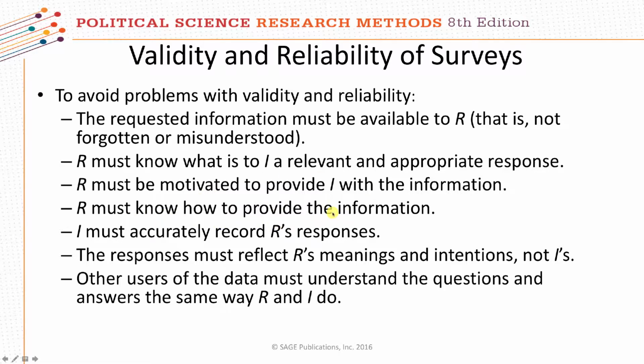Respondents must know how to provide the information. Again, this goes back to responses. The interviewer must accurately record the responses. If you are not accurately recording the responses of your respondents, then you do not have valid measures, and they certainly won't be reliable either. So that's important. Responses must reflect the respondent's meaning and intentions, not the interviewer's. When we have survey responses, we have to know that there's no bias introduced by the interviewer. There are any number of ways you can introduce bias. Interviewer bias is a real problem.